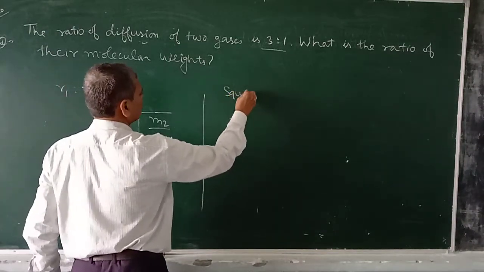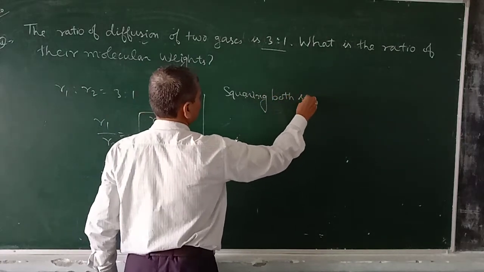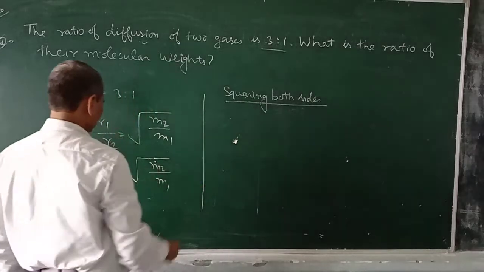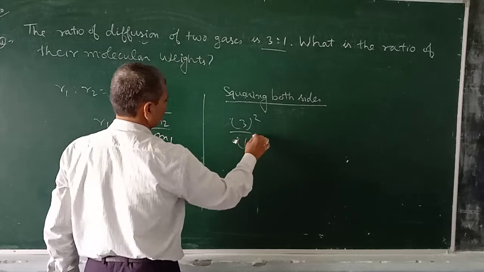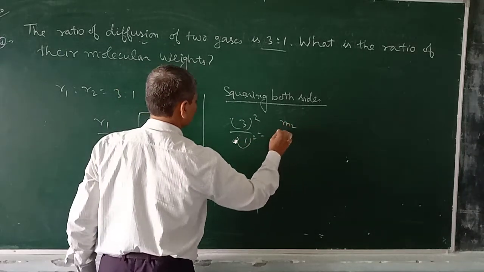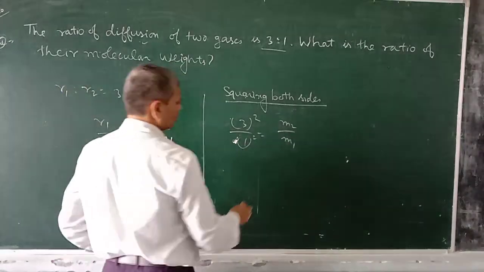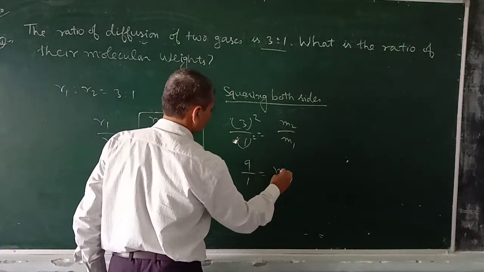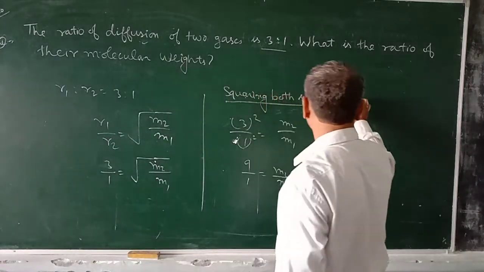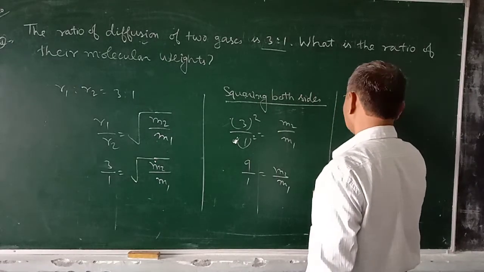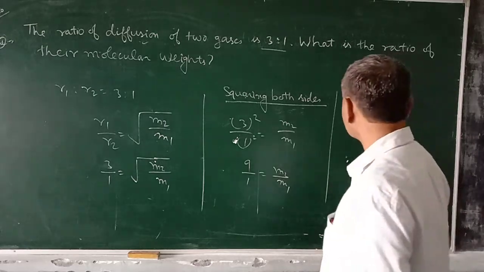Now squaring both sides, you will get 3 square equal to M2 upon M1, because the square and square root will be cancelled out. 9:1 is equal to M2 upon M1. It means the answer, M1 upon M2, will be 1:9. This is the final answer.